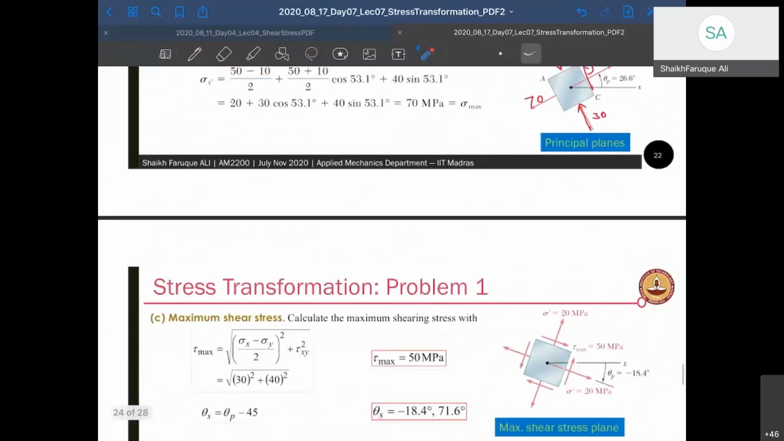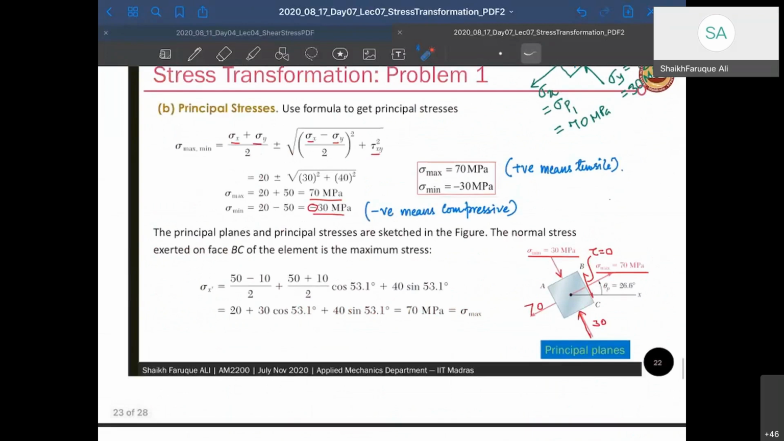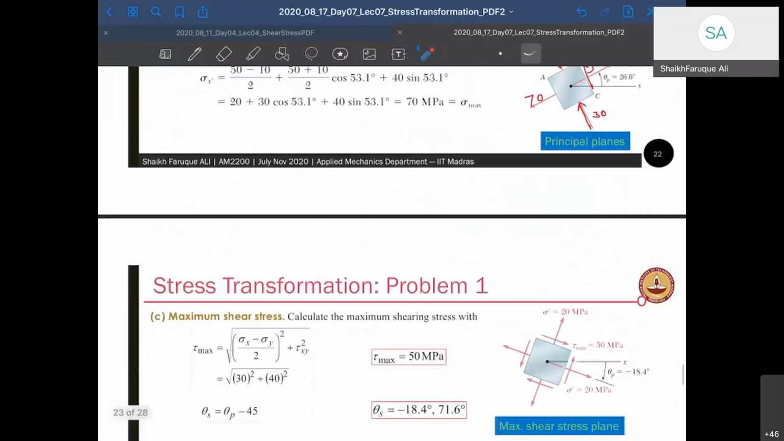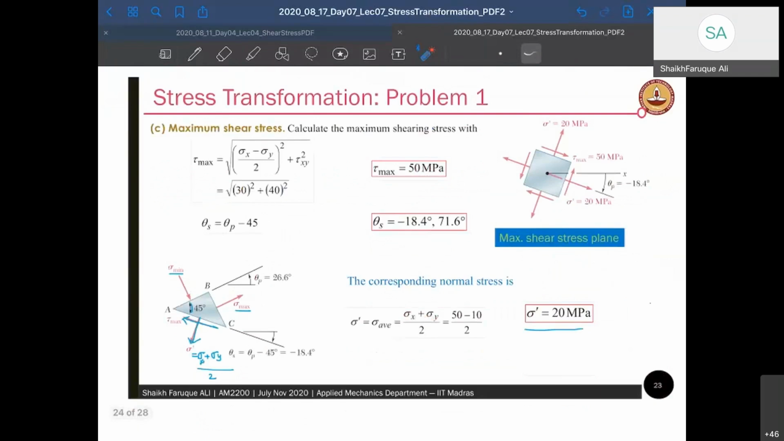Let's do it from here also. 70 plus minus 30 is 40, divided by 2 is again 20 MPa. So this plus this divided by 2, or sigma x plus sigma y divided by 2, will give you the same value. So it is 20 MPa. And it's positive, right? So it's going to be tensile. All right. So that you got. And this will also be tensile, 20 MPa.